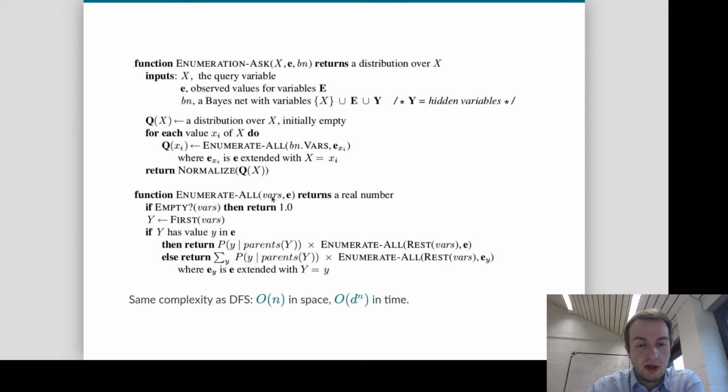So you would maintain a list of variables and the evidence values, and this function would return a real number. Okay. So first, if the list of variables that you pass to the function is empty, then you simply return 1. Otherwise, you pop out the first variable from this list. Let's say this variable is some variable y. If y has a value in the evidence, then you return p of y given the value of the parents, times the probability values of the remaining variables for the same evidence.